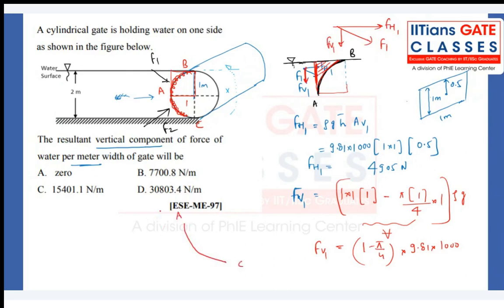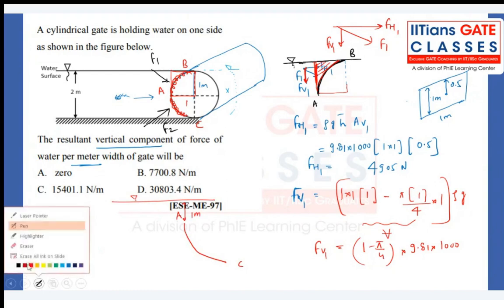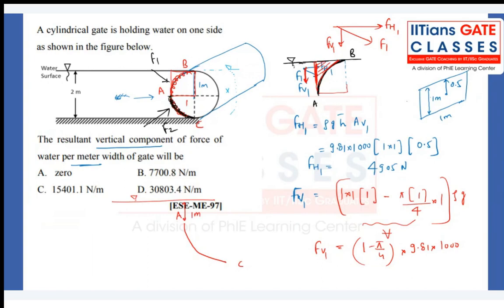What about the curved surface AC, which is at a height distance of 1 meter? As you can see, it is at a height of 1 meter. This is the curved surface which I'm considering right now. So what about my forces? This is my force F2. So this is my FH2 and this is my FV2.